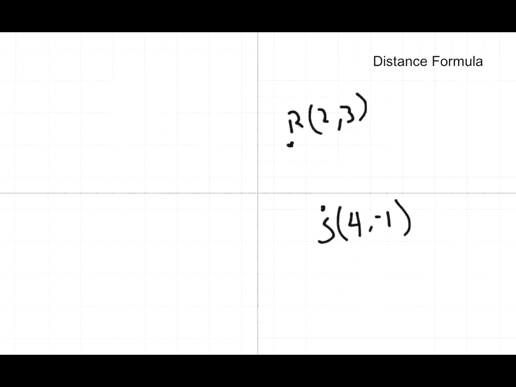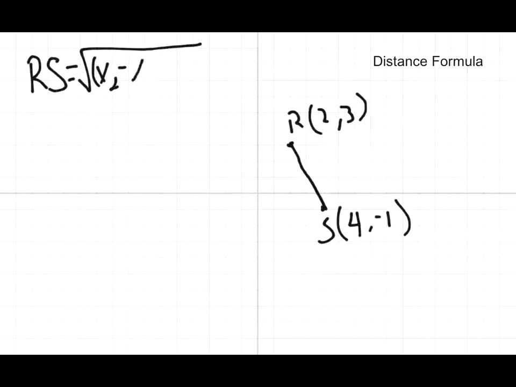So finding the distance between these 2 points is the same thing as finding the length of the segment that connects these 2 points. The distance formula for this case will be RS, which is the distance between those 2 points, is equal to the square root of x sub 2 minus x sub 1 squared plus the quantity y sub 2 minus y sub 1 squared.